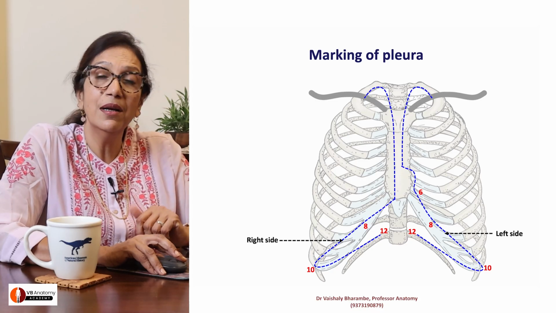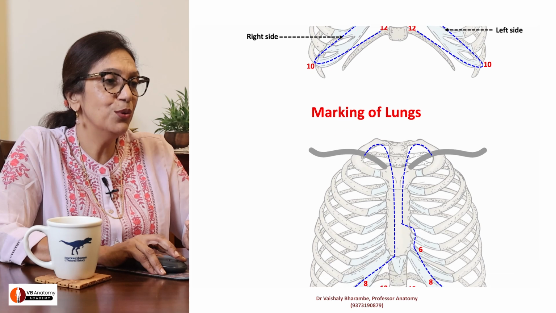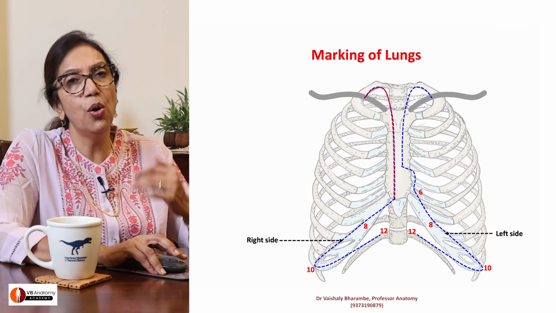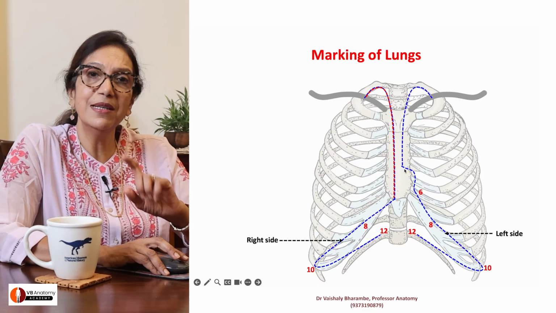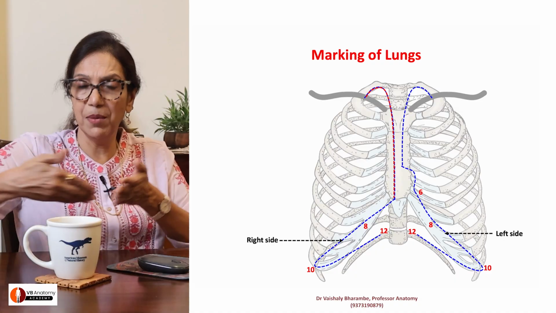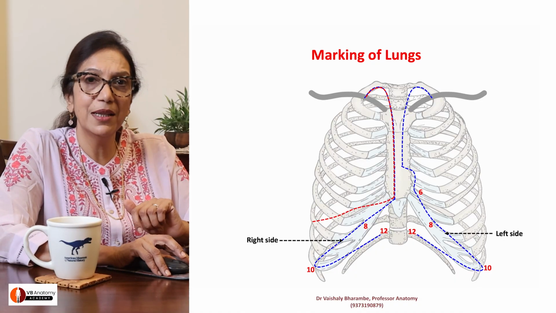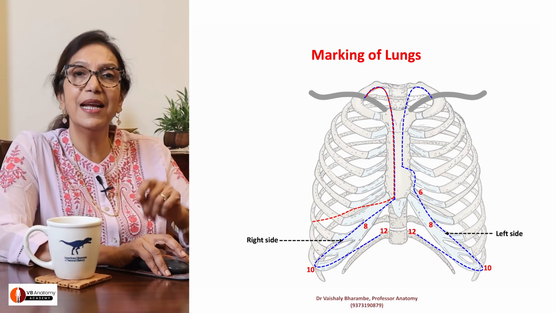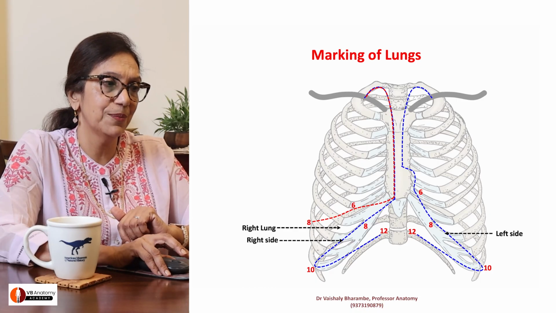What about the lung? Because lung is obviously covered by pleura, right? Come. So you will understand that on the right side, the lung almost follows the pleural marking. At the level of the 6th costal cartilage, the marking goes laterally, hitting the 6th rib in the midclavicular line, 8th rib in the midaxillary line, 10th rib posteriorly on the right side.